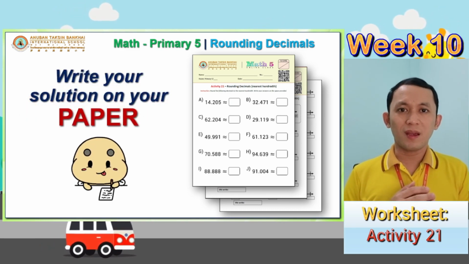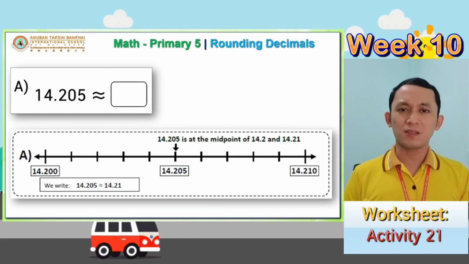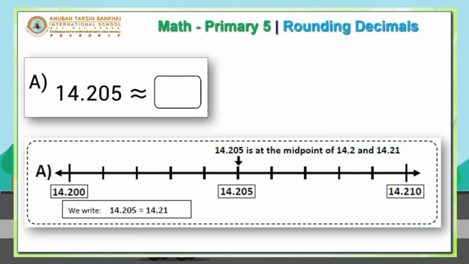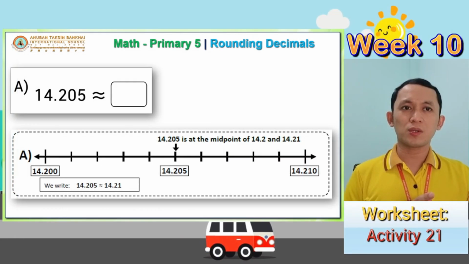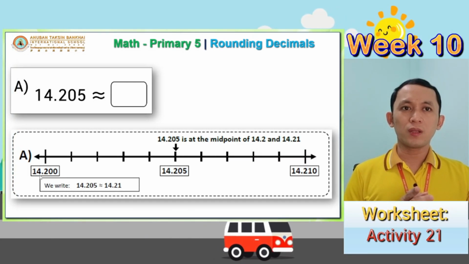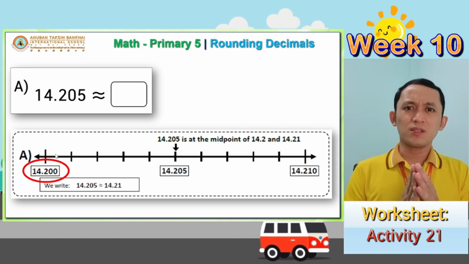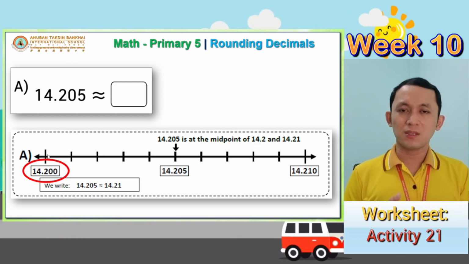So we have here example in letter A, that's already bonus. We have 14.205 is approximately equal to blank. Again, our first digit, we are going to write here 14.20. Okay, you can have that one. You can actually just write 14.2. That will still be accepted.